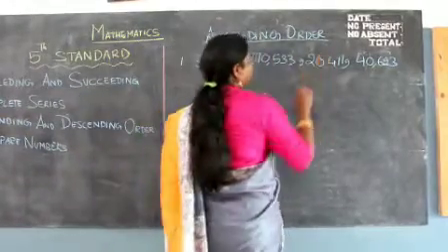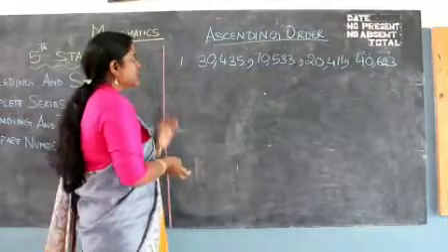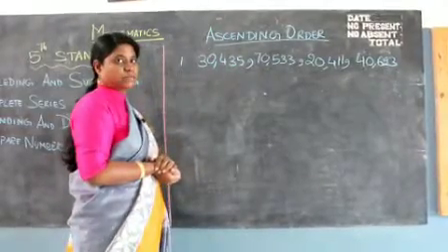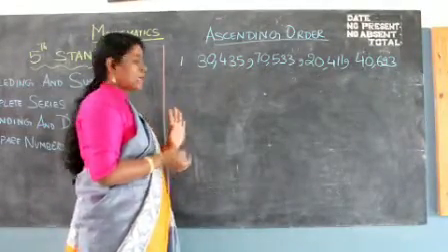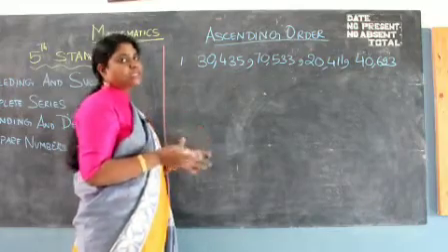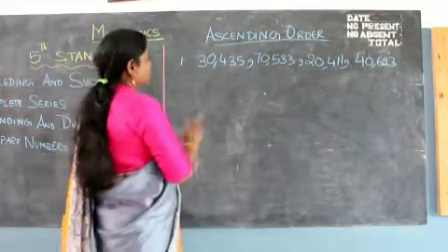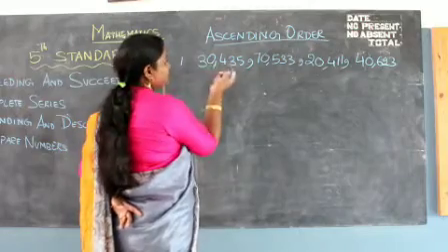Okay, children, there are some rules to find out the ascending and descending order. What are the rules? First and foremost, you have to count the number of digits. Anything that has less number of digits is the smallest one. So we are going to do this here. First number. Okay, how many digits do we have?